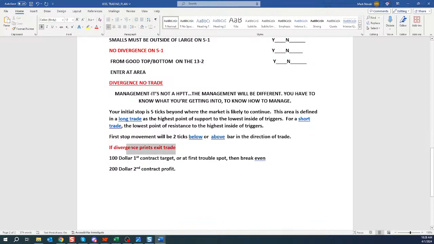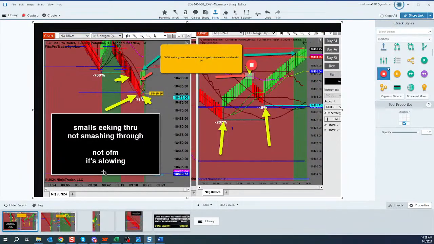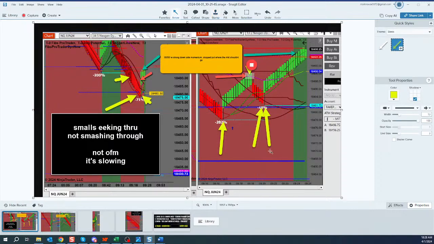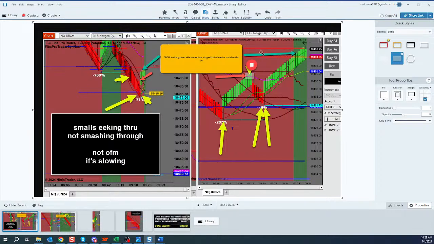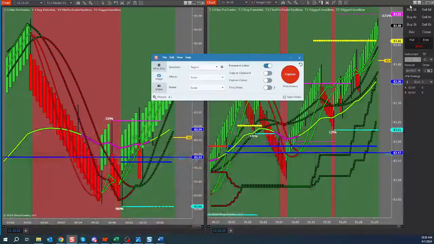And then if divergence prints, exit the trade, but you entered with it: $100 on the first, $200 on the second. Well, but Pedro, this negative number flashes and says, hey, there's divergence potential, right? And you know, because of the reversal bar marker, when it's flashing, that it'll print right here. Can we agree to that?